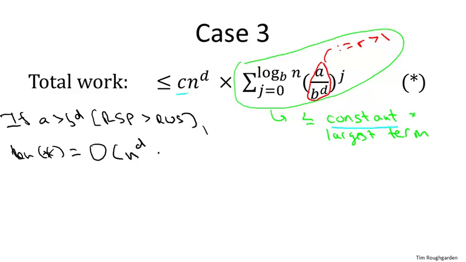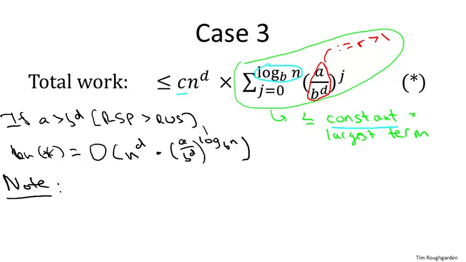So ignoring those 2 constants, what do we have left? We have n to the d times the largest term of the sum. So what is the largest term of the sum? Well, it's the last one, so we plug in the biggest value of j that we're ever going to see. So what's the biggest value of j we're ever going to see? Well, it's just this, log base b of n. So we get the ratio a over b to the d raised to the log base b of n power. Now don't despair how messy this looks. We can do some remarkable simplifications.